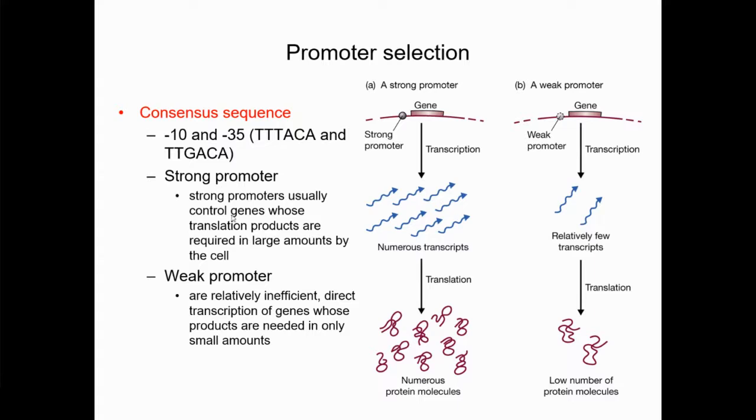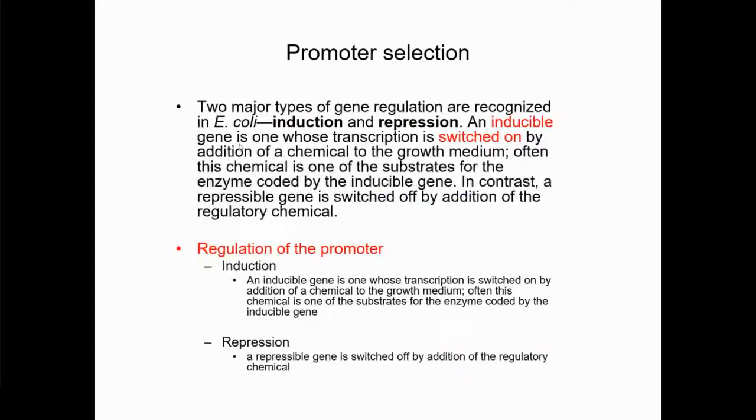And how do you define strong or weak? A strong promoter means you have an almost exactly identical consensus sequence, the -10 and -35. If it is not almost identical, then you have a weaker promoter.